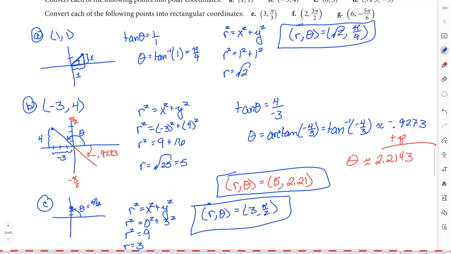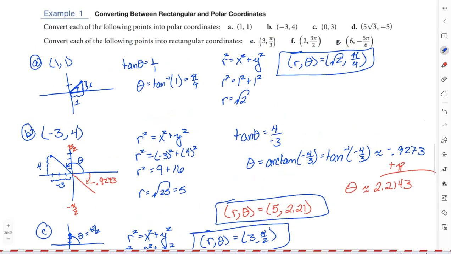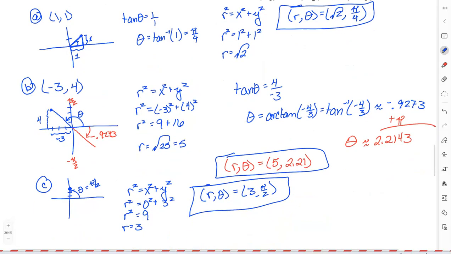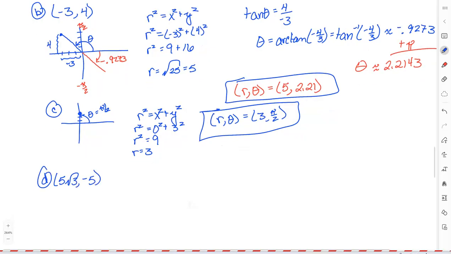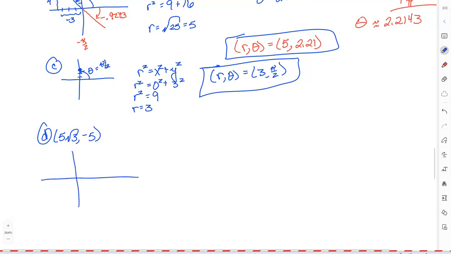And then if we look at that last one, they're wanting us to find an ordered pair in polar form for 5 square root of 3 and -5. So if I look at 5 square root of 3, -5, it has a positive x and a negative y. So it's going to be down here in quadrant 4. So I've got to figure out what my theta value is going to be. X is 5 square root of 3. That y coordinate's -5. Let's start by finding r again.